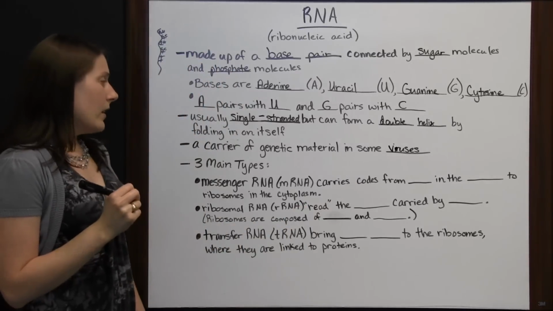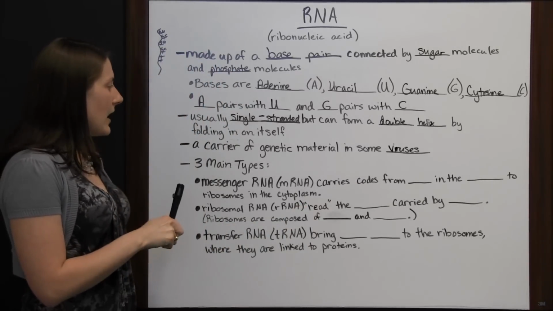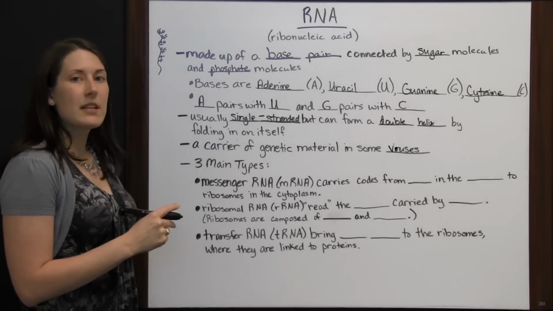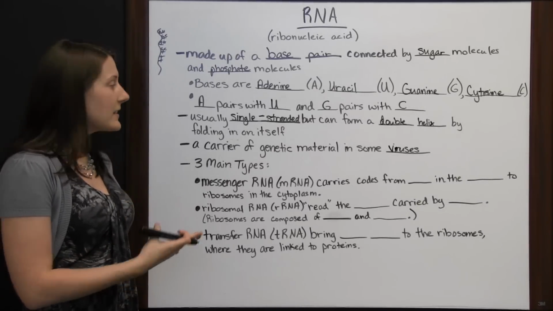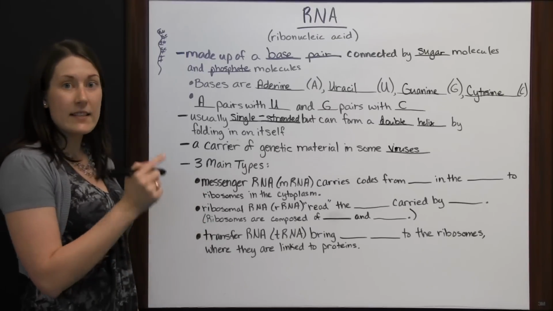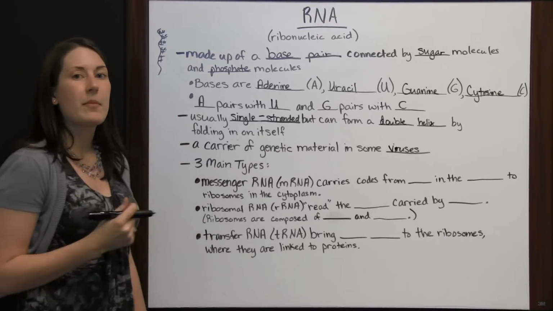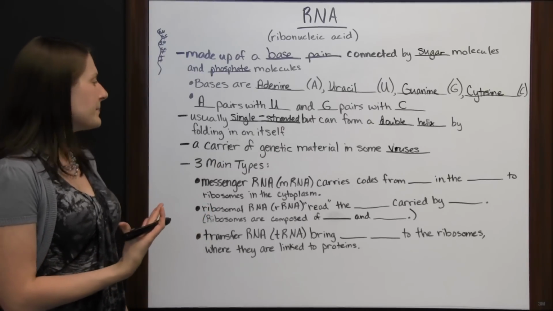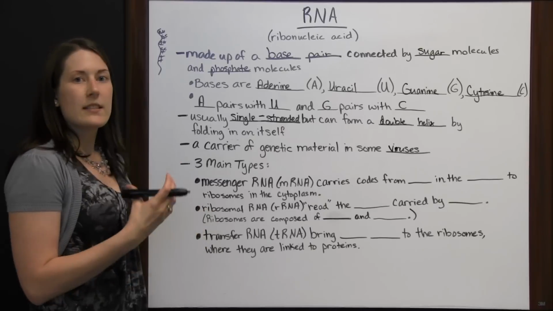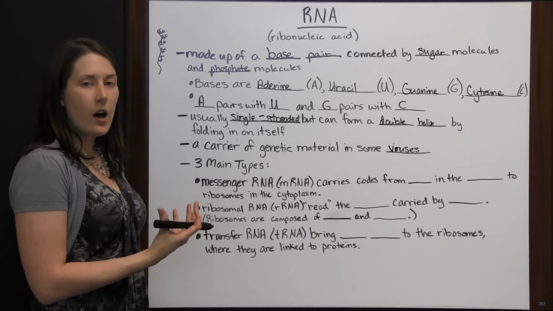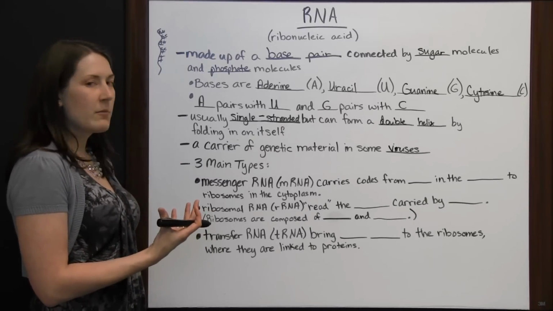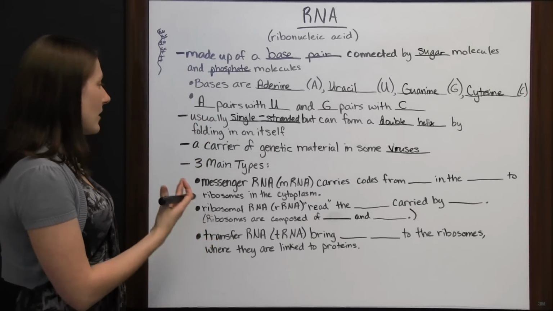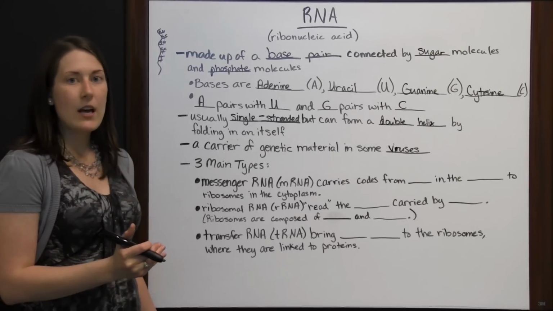So in viruses, RNA can carry the genetic material, and a lot of times if it's a more complex virus, you'll have RNA that is a double helix. It has formed a more complex structure to carry genetic material for the viruses. In most cells, DNA is what's holding all of the genetic material, but RNA is what kind of moves it around the cell. So let's look at the three main types of RNA.